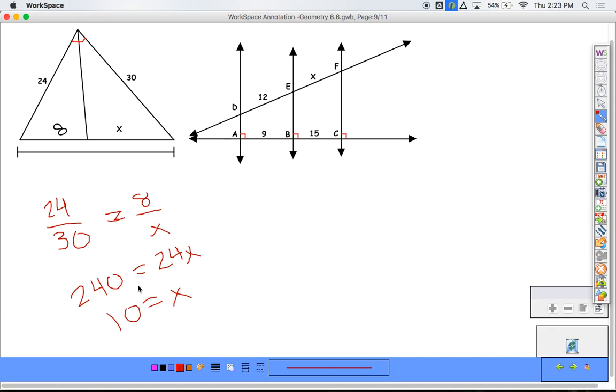Over here, it looks like parallel lines. We know they're parallel because our corresponding angles are congruent. So we should be able to set up some proportions. We want x, so let's go 12 over x equals, you guessed it, 9 over 15. We simplify this and divide them both by 3, we get 3/5. So 60 equals 3x, and x is going to be 20.